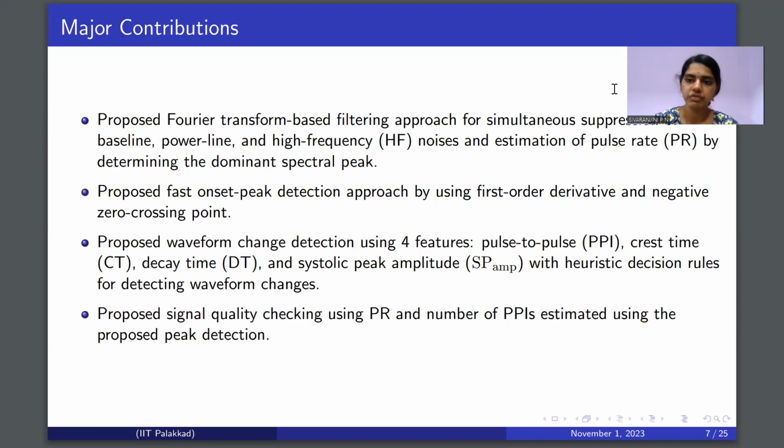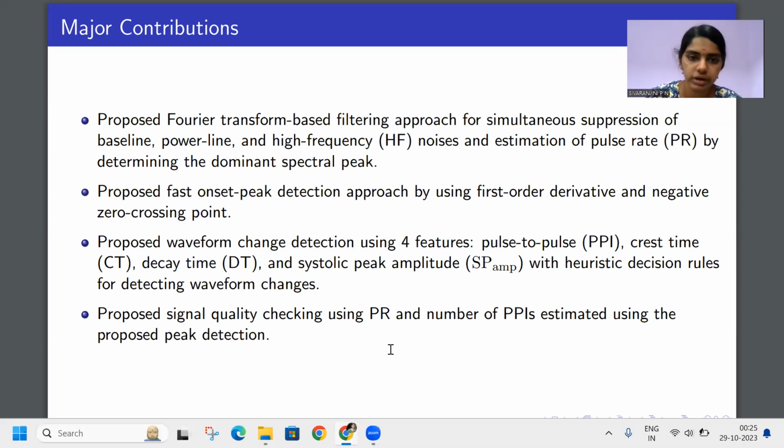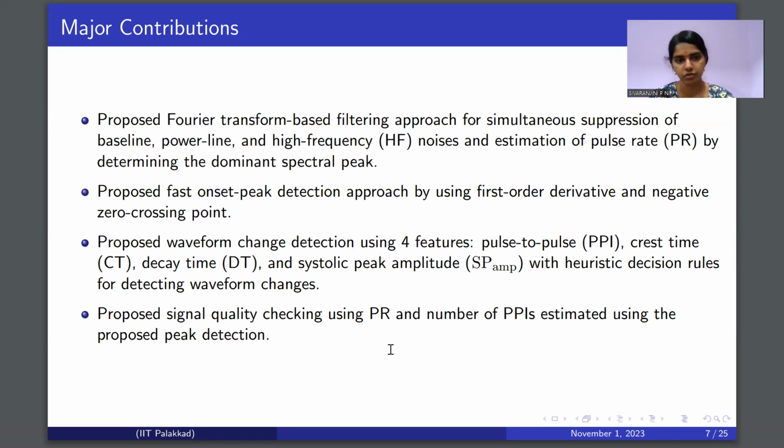So the major contributions from our side include that we are proposing a Fourier transform-based filtering approach for simultaneous suppression of baseline, power line, and high-frequency noises, and the estimation of pulse rate. We are also proposing a fast onset peak detection approach by using the first-order derivative and the negative zero crossing point. We are also proposing a waveform change detection using just 4 features, that is PPI, crest time, decay time, and systolic peak amplitude, with heuristic decision rules for detecting waveform changes. And finally, we are also proposing a simple signal quality assessment method by using just the pulse rate and number of peaks detected.